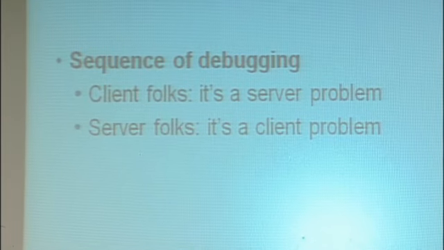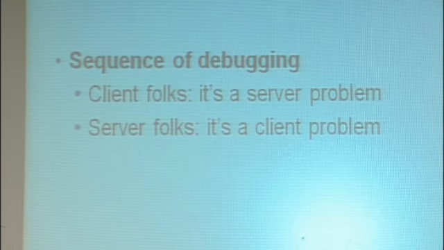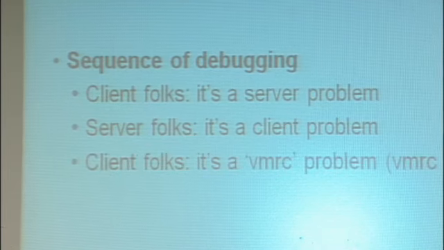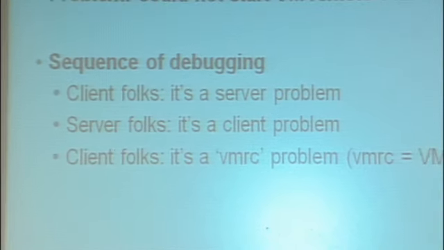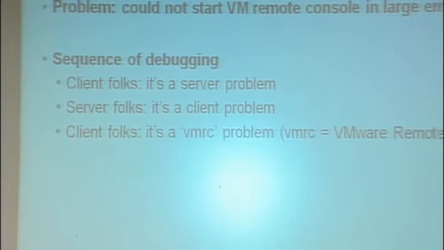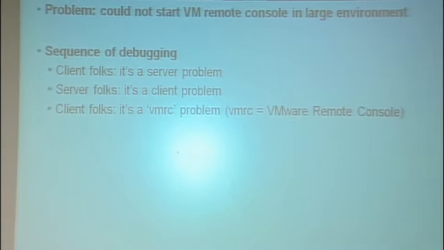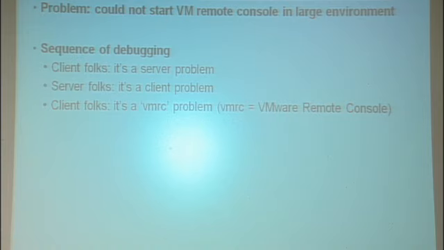And what I knew is that whenever the client needs to initiate this handshake connection, it has to spawn a certain process. That process is called the VMRC, VMware Remote Console. So I talked to the client folks again and said, well, I think this is happening. They said, oh, yeah, it's a VMRC problem. Okay, so that just passes the buck another way.